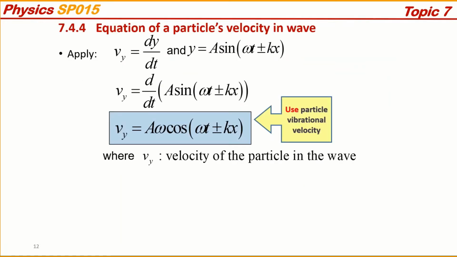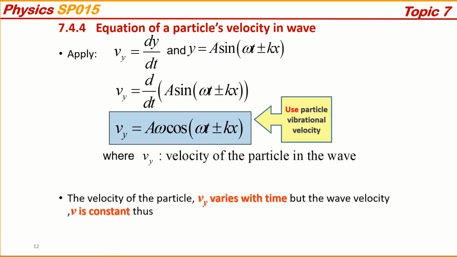Equation of a particle's velocity in wave. If you have y equals A sine omega t plus or minus kx, apply Vy equals dy over dt. Differentiate the equation, mathematical solutions. So Vy equals A omega cos omega t plus or minus kx, where Vy equals velocity of the particle in the wave. Include in learning outcome.